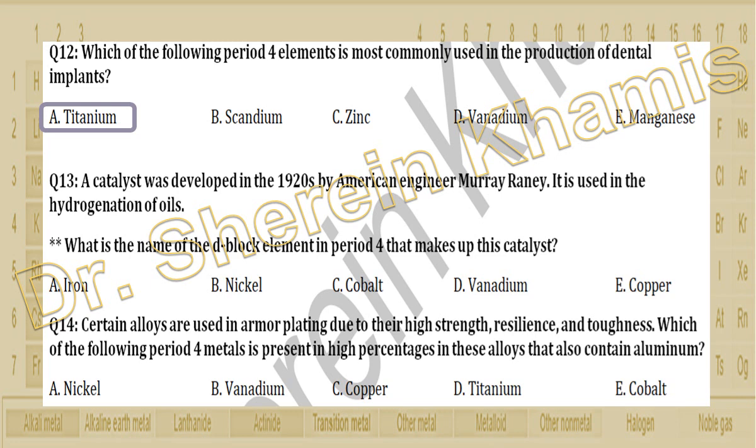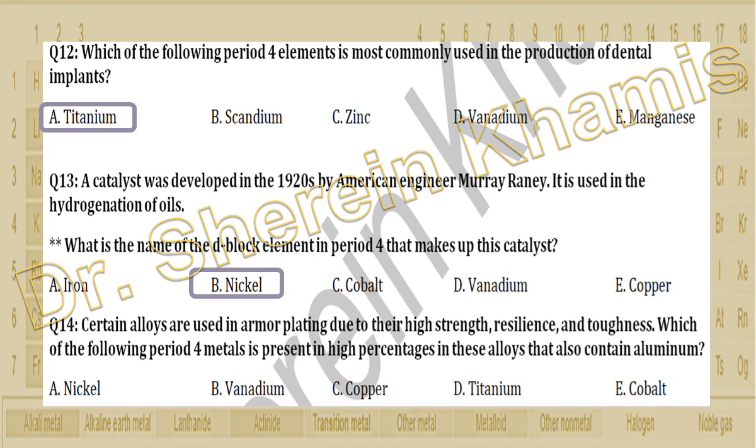We said we use it in the organic chapter. We have nickel and iron also among the choices, but the one used as a catalyst and most effective for hydrogenation of oils is only nickel. Okay, we have question 14.